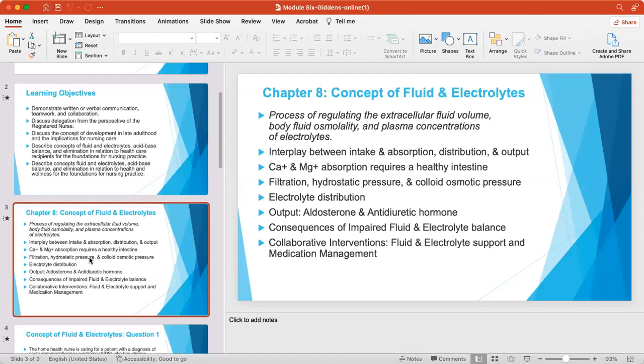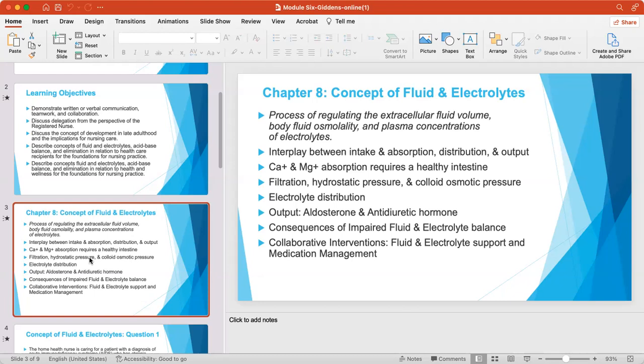Okay, so chapter 8, concept of fluid and electrolytes. This is a mouthful. This is big. So be sure to read the addendum under this section as well with additional information. It is important to note and understand that fluid is water plus substances that are dissolved and suspended in it. Important characteristics of fluid are its volume and its degree of concentration, which is the osmolarity of the solution.